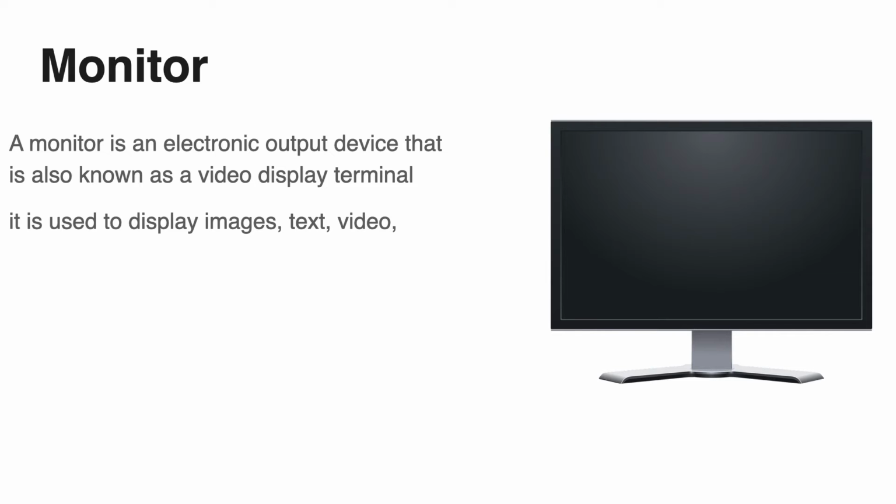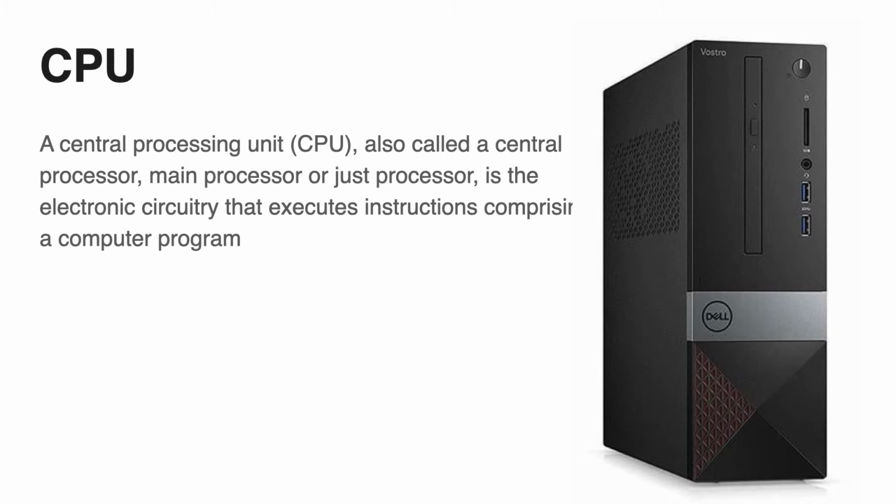Now let's move on to another part called the CPU, or central processing unit, also called the main processor, or just processor. It is the electronic circuitry that executes the instructions of the computer program.